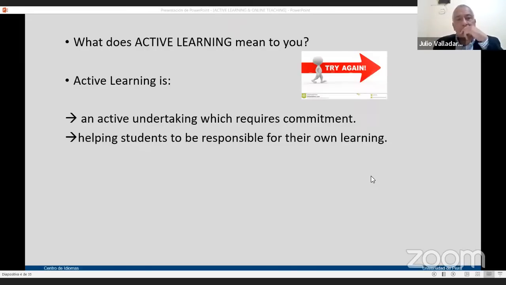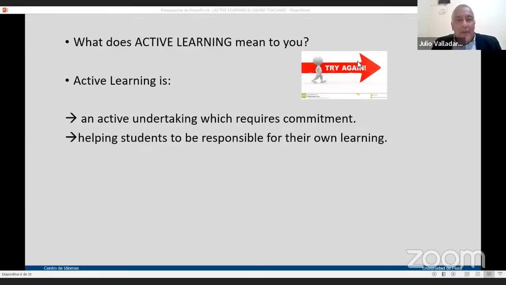Responsible. Are they responsible for their own learning? What do you do in order to foster that responsibility? You may have noticed I'm always repeating "fostering," because you're not going to impose. You're not going to get into your class and say, now you are going to be active learners, now you have to be committed and responsible. It's a process. It takes time. It takes understanding. You have to be sympathetic towards your students, because not everybody is the same.